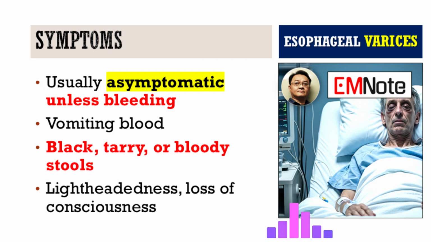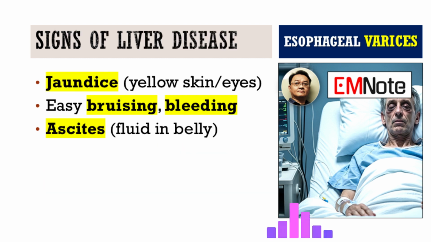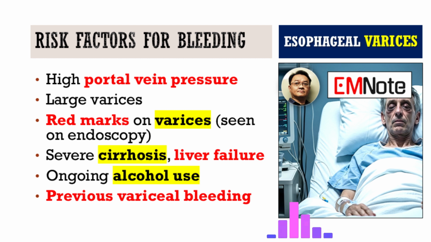Okay, those are the acute bleeding signs. But varices point to a bigger liver issue, right? What other, maybe more subtle signs of underlying liver disease should we be looking for? Absolutely. You need to look for the broader picture of liver decompensation, things like jaundice, that yellowing of the skin and eyes. Also, look for easy bruising or bleeding tendencies. And ascites, which is that fluid buildup in the abdomen, that's a major sign of significant portal hypertension and liver dysfunction.